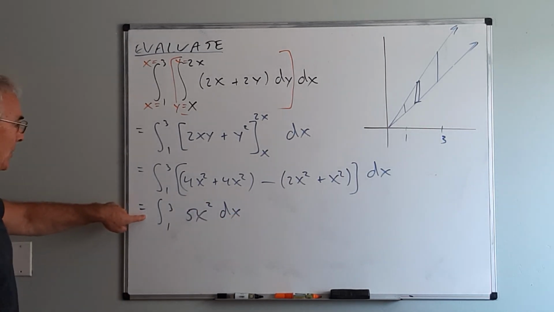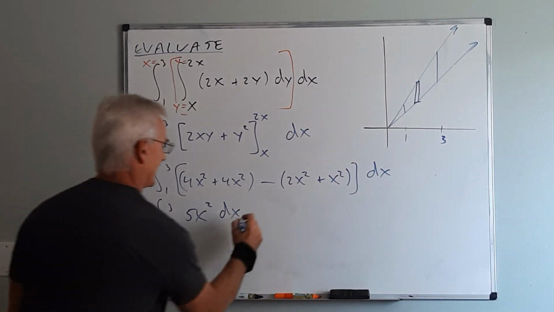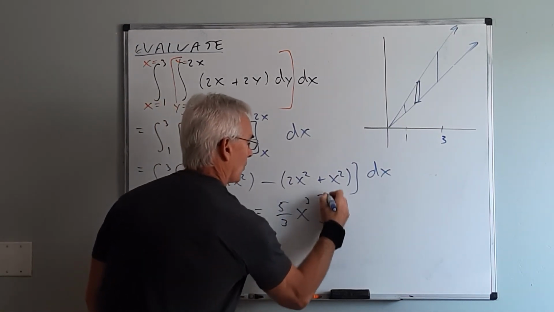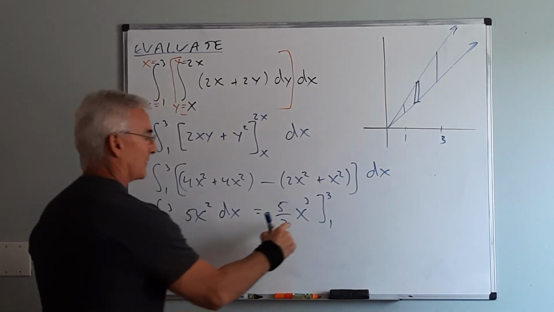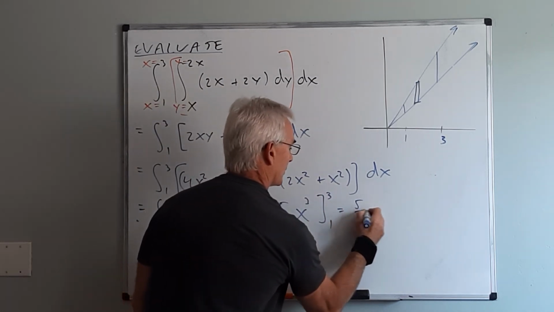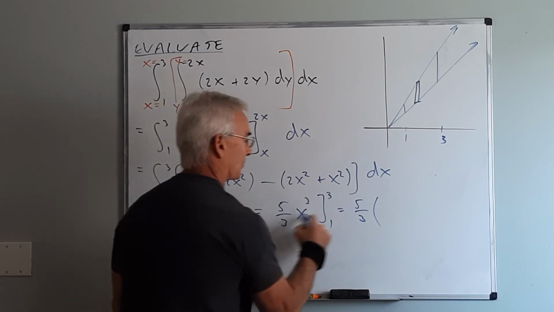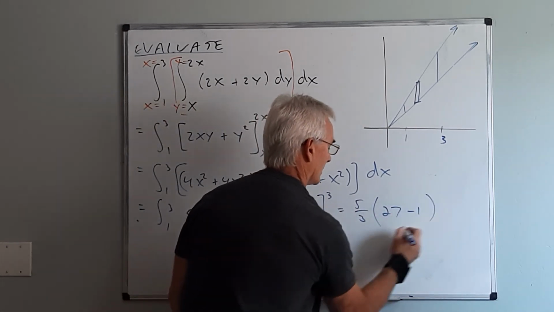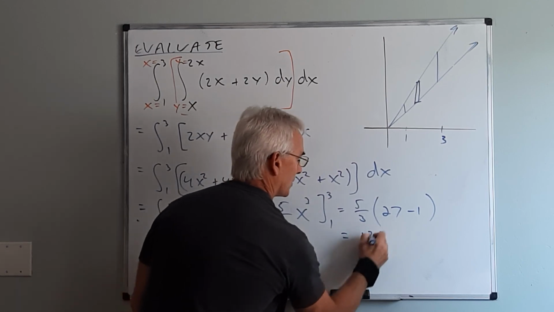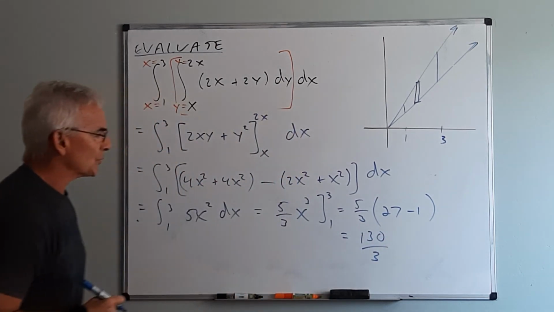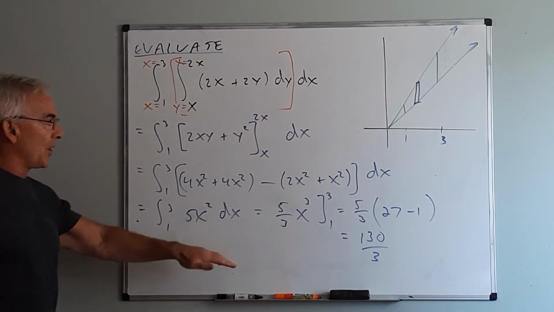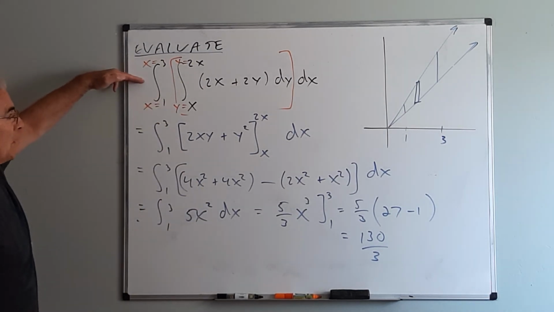Now it's a simple calculus 1 problem. That antiderivative would be 5/3 x cubed from 1 to 3. When I evaluate this, that will be 5/3 times 3 cubed minus 1 cubed. So that would be 130/3. This would represent the volume bounded by this. But it's not about the volume, it's really about what order I do things.